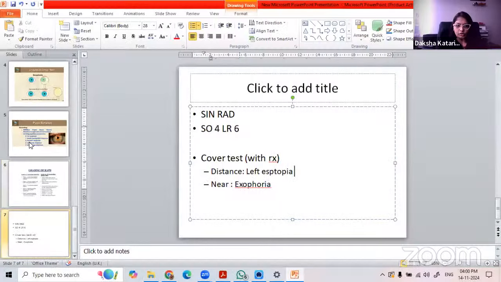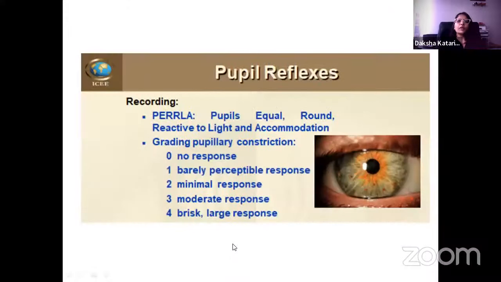I just wanted to show one thing about direct and consensual. If there is something you find in the direct and consensual, this is how you can document it. As she mentioned, pupils equal, round, reactive to light and accommodation. So this is the grading for the response of your direct and consensual. She had mentioned mild and those things, right? This is a more standard way of mentioning it.